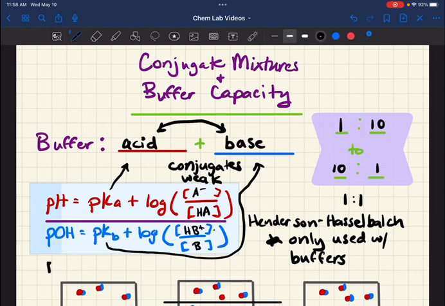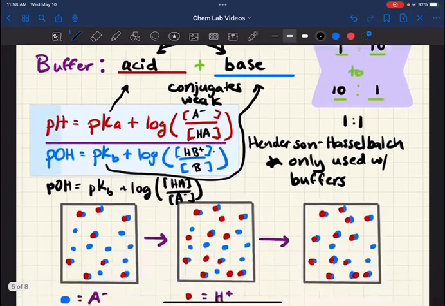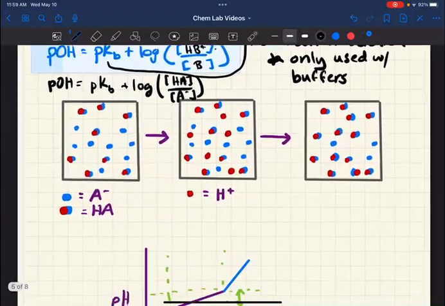So if we wanted to use our acid labels in the pOH form, we could write the formula like this, where it's concentration of HA over A minus concentration. So really, either way we could write this formula. These labels are really just to make it a bit more clear what we're talking about. Okay, so how does a buffer work is the next thing I want to address.